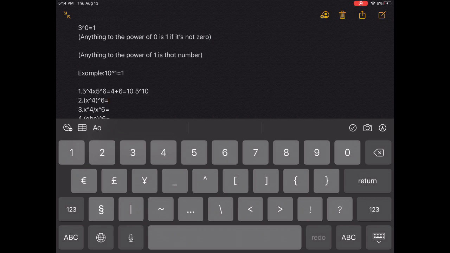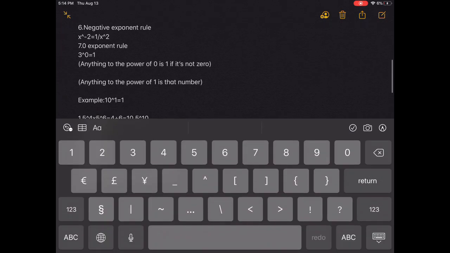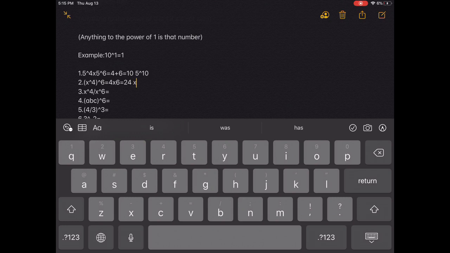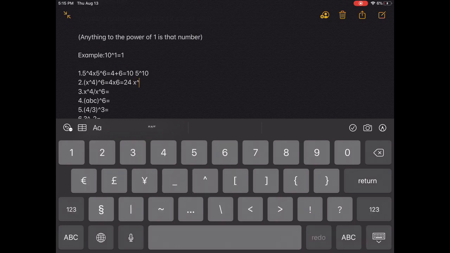Pretty easy, right? So for number 2, if you didn't know that rule, it's the power rule. So you have to do 4 times 6. So you have to multiply the exponents, and that will be 24. 4 times 6 is 24. We all know that's okay. So the answer will be x to the power of 24.